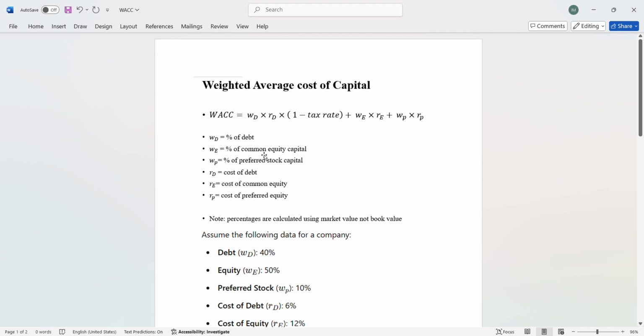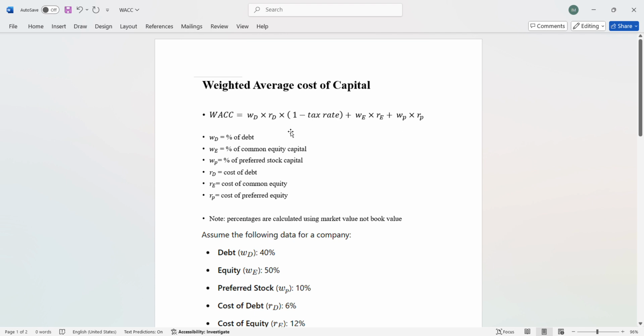For the debt component, we need to find out how much weight we should put on it. So WD represents the percentage of debt, and RD represents the cost of debt. For each component, we have to multiply the weight by the cost of that particular component. You can see the weight of debt and the cost of debt, the weight of equity and the cost of equity, and the weight of preferred stock and the cost of preferred stock.